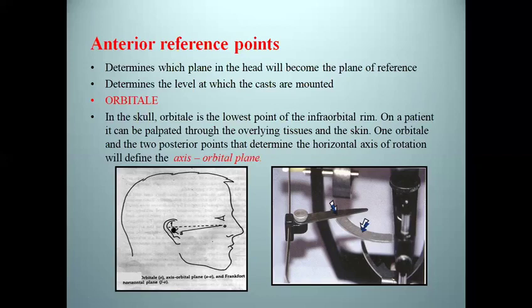One orbitale and the 2 posterior points that determine the horizontal axis of rotation will define the axis orbital plane. So this is the axis orbital plane in which we have the orbitale over here and the posterior reference point over here. We'll discuss the posterior reference point in the next slides. This is the posterior reference points. Over here we can see this is the orbital pointer in the face bow, which coincides with the orbital indicator in the articulator. And this is how we match the point of reference so that accurate mounting can take place.